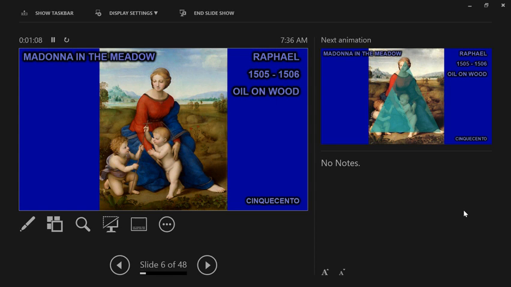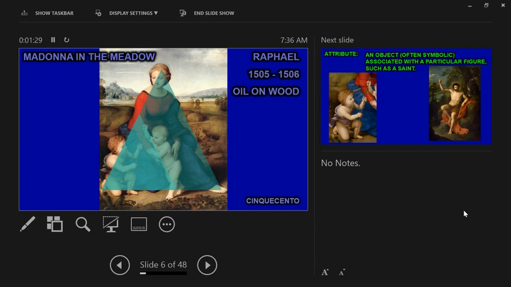So the 3 of the Holy Trinity is the Father, the Son, and the Holy Ghost. And so in Renaissance art, and a lot of Christian art, you find groupings of 3, you find triangular compositions, and all of that is to reference the Holy Trinity. So yeah, we have these groupings that form triangles.